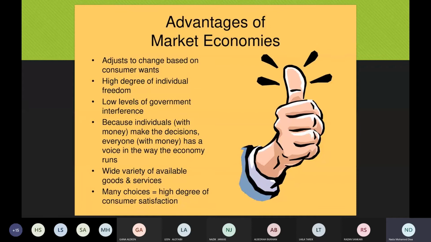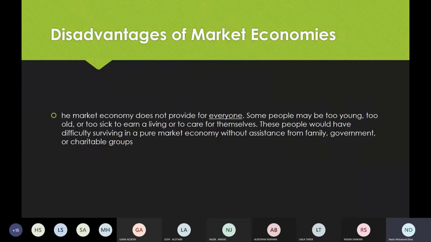Low levels of government interference. The government doesn't interfere in the decisions because individuals with money make decisions. And good variety, a wide variety of goods and services.